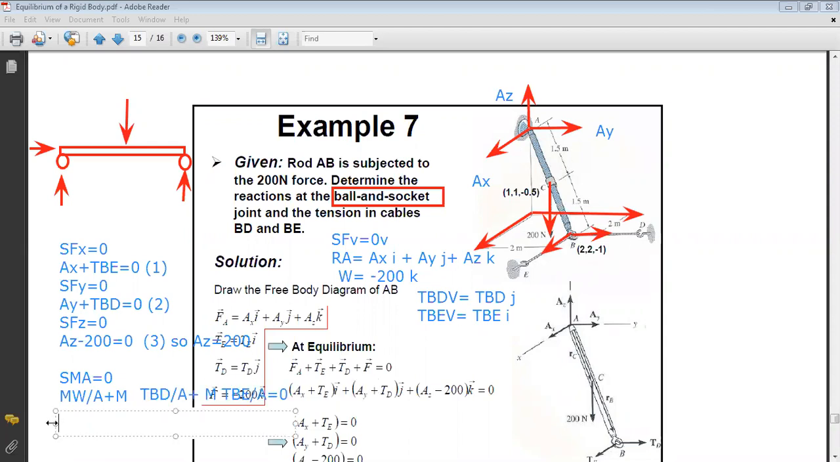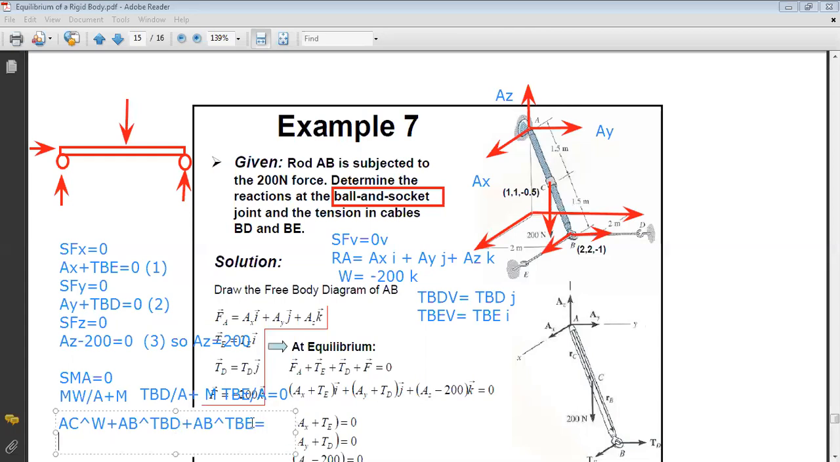So I have first AC vectorial the weight, W, plus AB vectorial TBD. Of course, all of these are vectors, plus AB vectorial TBE. Now, if you want to simplify, I can take AB into factor for TBD and TBE. So what do I get?